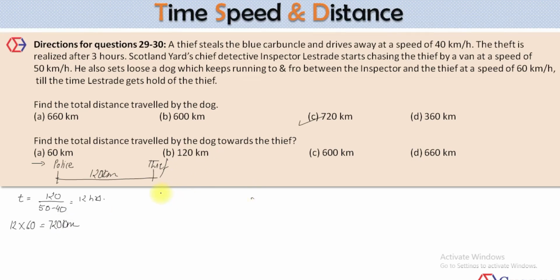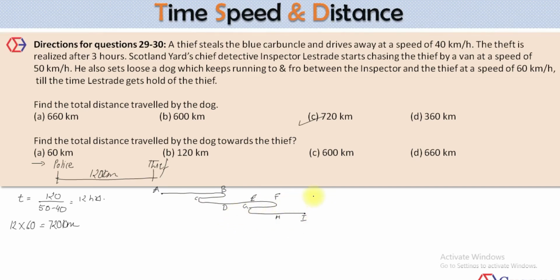Let's draw it in this way. He'll go and touch the thief. Then he'll come back. He'll touch the policeman. Then again he'll go back, touch the thief, and come back. Touch the policeman. Then again he'll go. Something like this. Let's say this is the catching point and this is the initial point. Let's mark it like this: A, B, C, D, E, F, G, H, I.